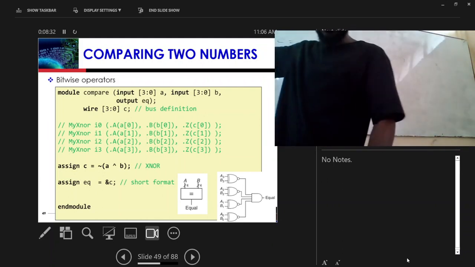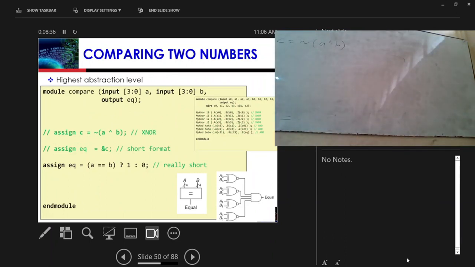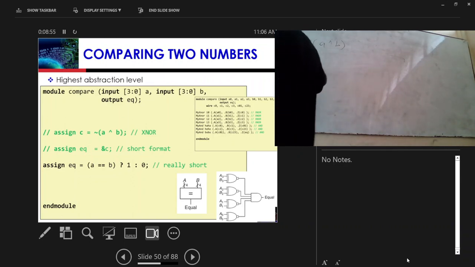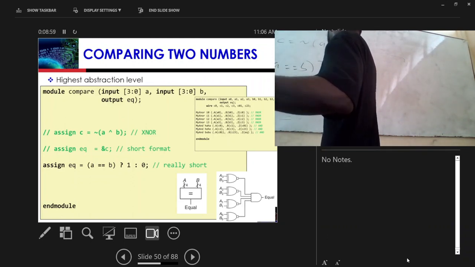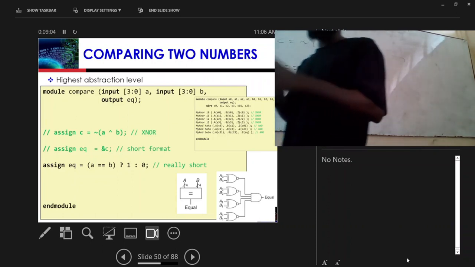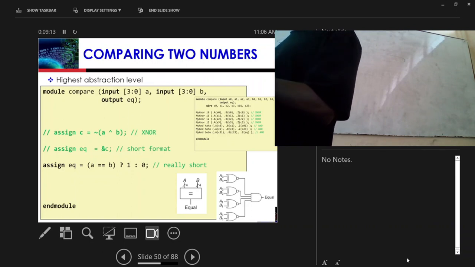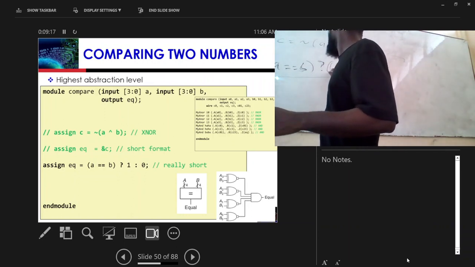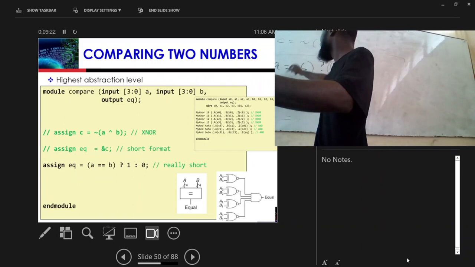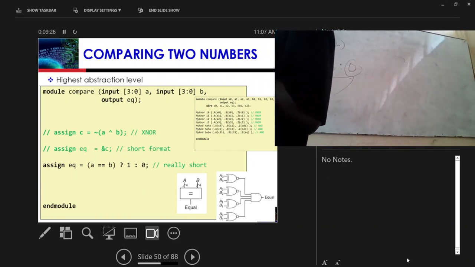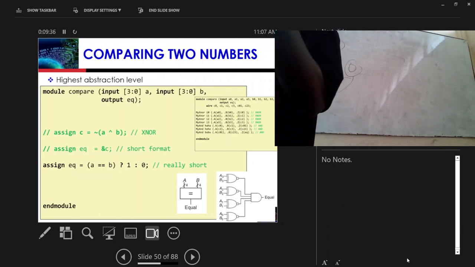Now I can even still make this one shorter. So it means that I can still make it shorter, right? By having only one statement. You guys know the conditional operator. Understood? This also works the same way. Very, very easy, right? So if A is equal to B, what happens? One will be assigned to the output. Else, if A is not equal to B, zero will be assigned. That easy. And this is just a 4-bit comparator. Understood? Good.